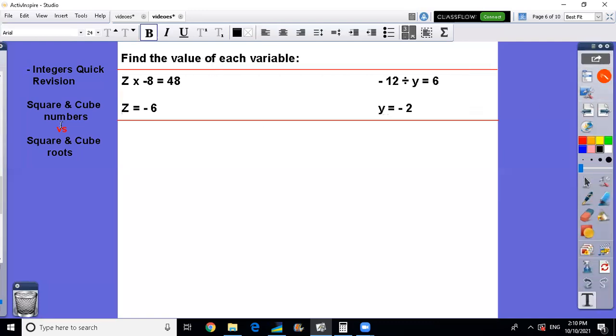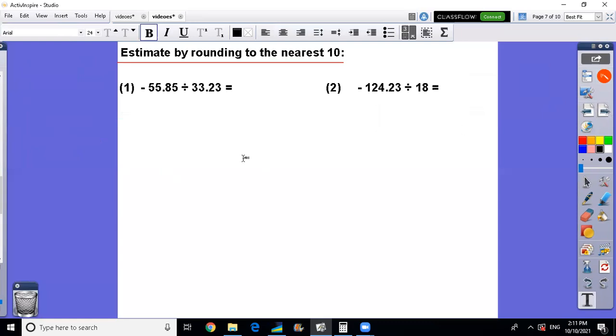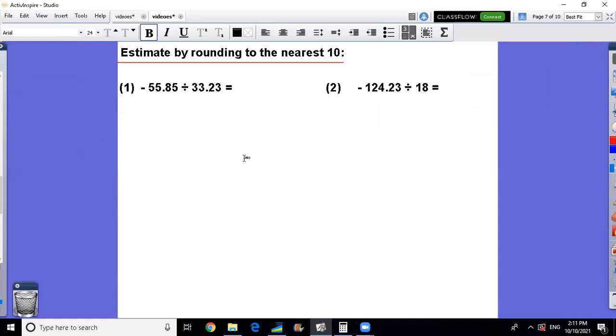All right, that's about the first part of the video. The second part is not listed here on this list. It is estimating by rounding to the nearest 10. So if I wanted to estimate it, I have to round. All right, and here in the question, they say to you, round to the nearest 10 to find the answer of this.